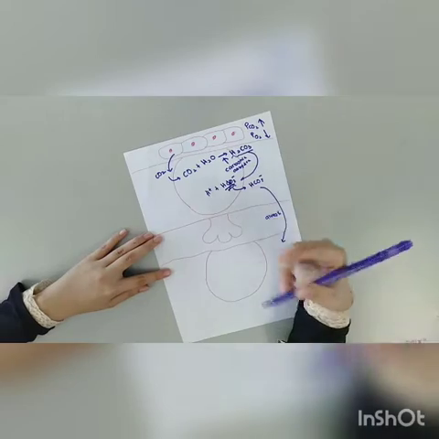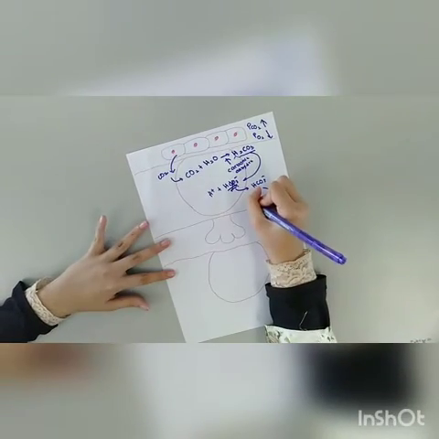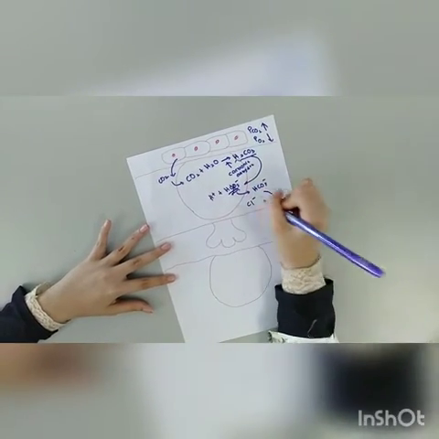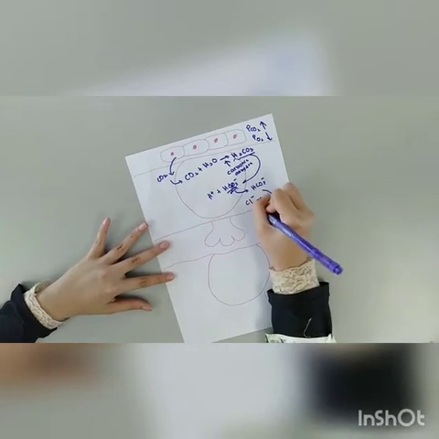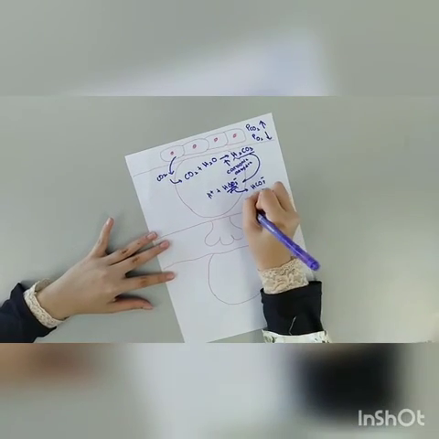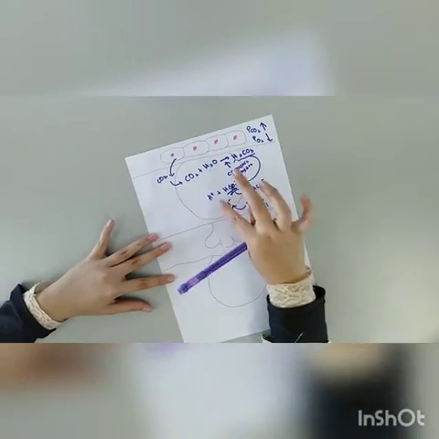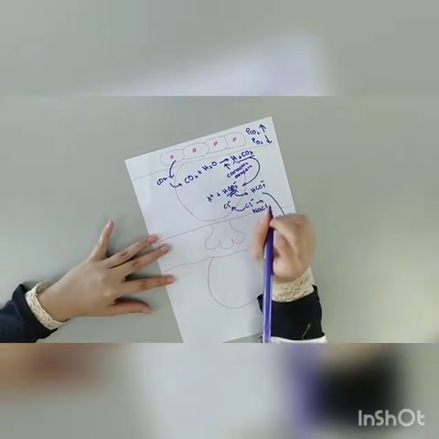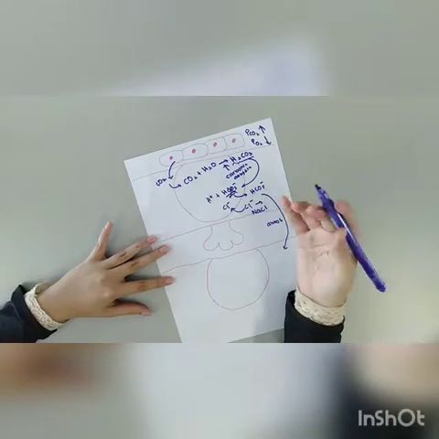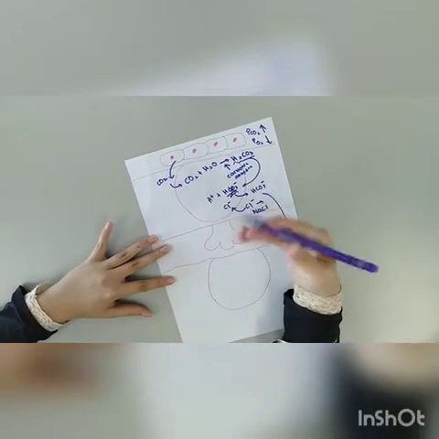Then chloride shift will occur. Chloride shift means that Cl- that comes from dissociation of NaCl will diffuse into erythrocyte here. This process we call chloride shift. The function is to maintain electrochemical neutrality.